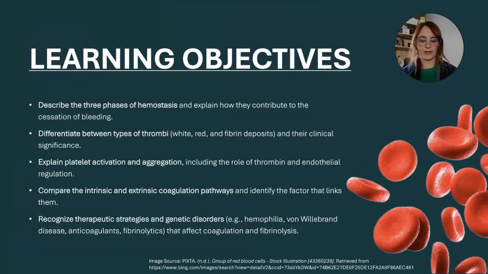Alright, we have 5 learning objectives for today. By the end of the lecture, we will be able to describe the 3 phases of hemostasis and explain how they contribute to the cessation of bleeding. Differentiate between types of thrombi and their clinical significance. Explain platelet activation and aggregation, including the role of thrombin and endothelial regulation. Compare the intrinsic and extrinsic coagulation pathways and identify the factor that links them. And lastly, we will be able to recognize therapeutic strategies and genetic disorders that affect coagulation and fibrinolysis.